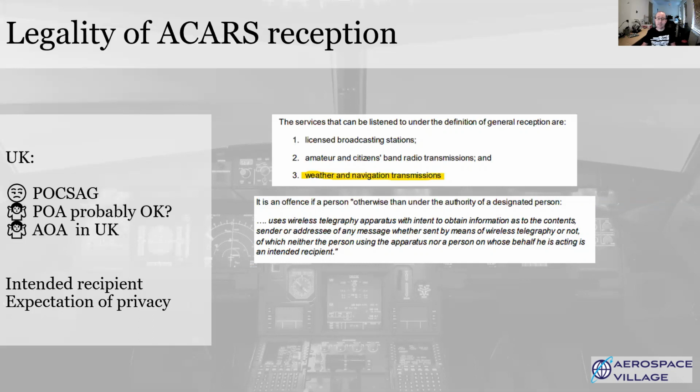Plain old ACARS is different because all messages have to be sent to all stations before they can decode them and then decide whether they are intended for them based on the registration number of the aircraft. AOA, on the other hand, uses X.25 and a specific terminal address for the recipient. But the legislation in the UK says you can pick up weather and navigation transmissions, which parts of ACARS demonstrably are. So frankly, who really knows?